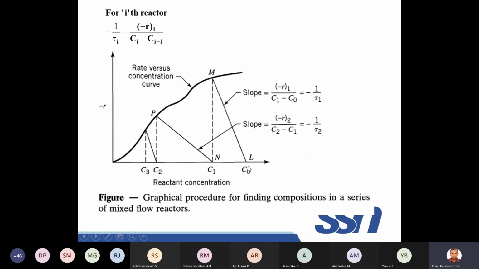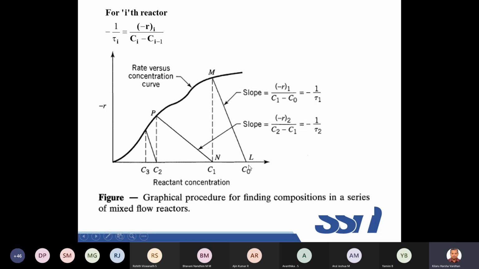So you know C naught. From C naught, with a slope of minus 1 by tau 1, you extend a straight line with that negative slope, because this is a straight line equation, not a curve equation. Let this straight line cut this curve at a point M. Project that point M straight down, so that you get C1, because this is C1 minus C naught.